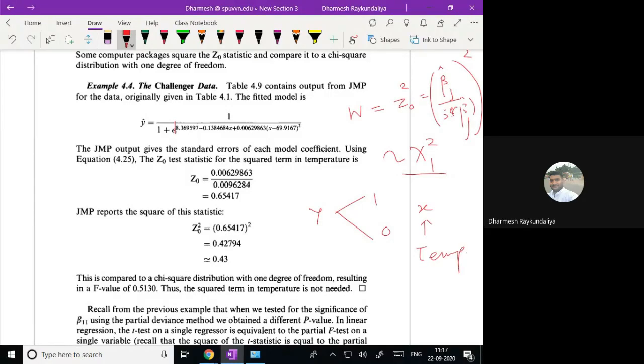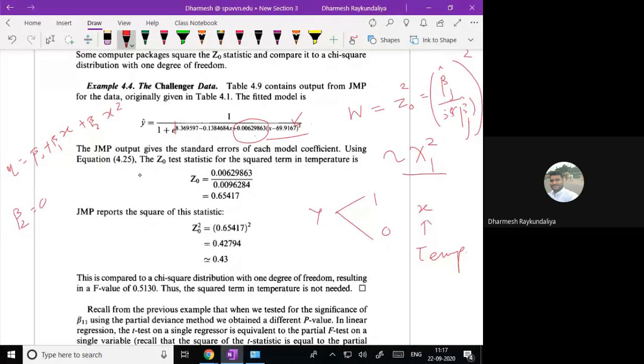Now we feel that not only the temperature, but there is a quadratic effect of the temperature that is also affecting the response. So now I would like to see whether there is an effect of the quadratic temperature or not. So I will consider this as, let us say, beta 2 equal to 0. My model is something like that: eta is beta 0 plus beta 1 x plus beta 2 x square.